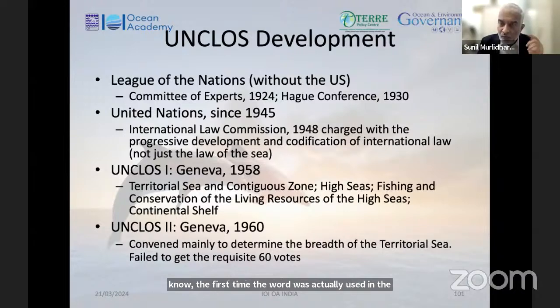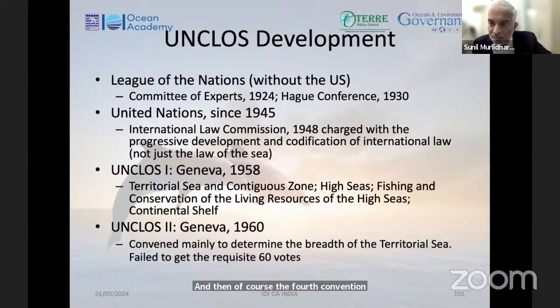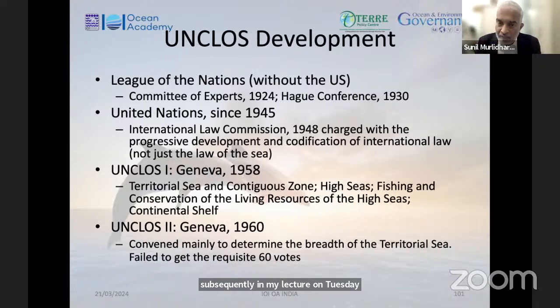And then, of course, the fourth convention, which introduced a new zone again, which you will see subsequently in my lecture on Tuesday, as another maritime zone. So we're talking now already from two maritime zones of territorial sea and high seas. We already got territorial sea, contiguous zone, continental shelf, and high seas. So we got four maritime zones, as it were.